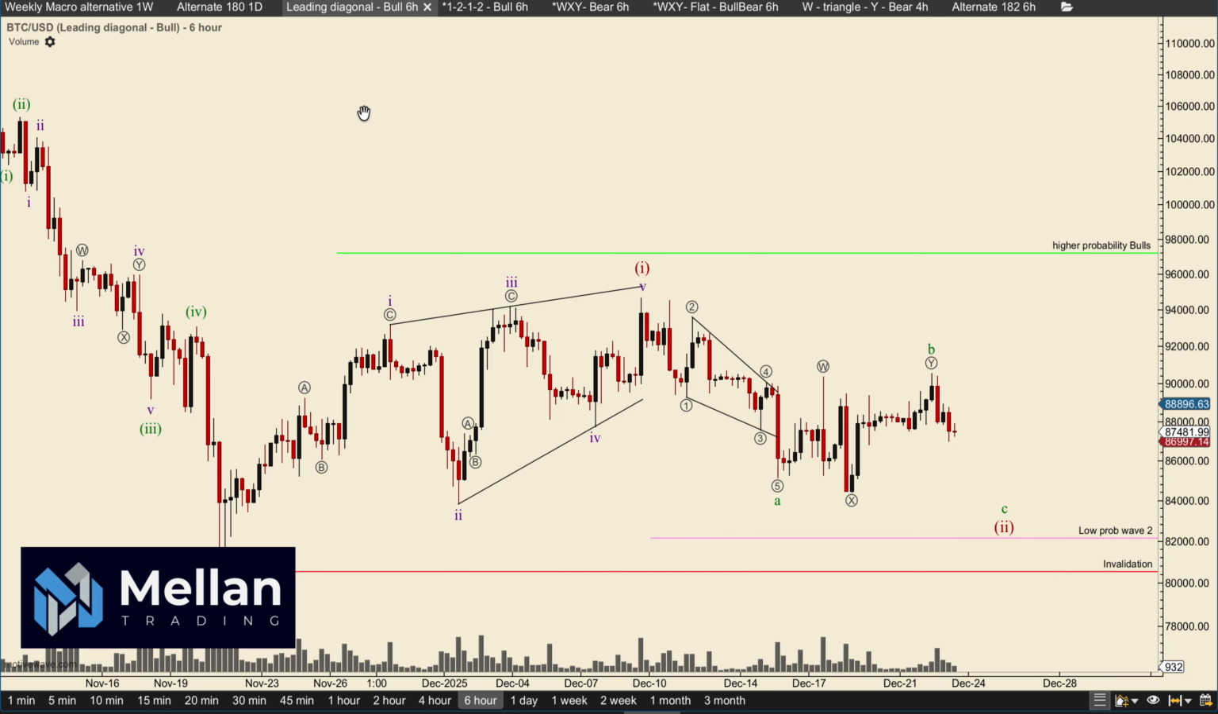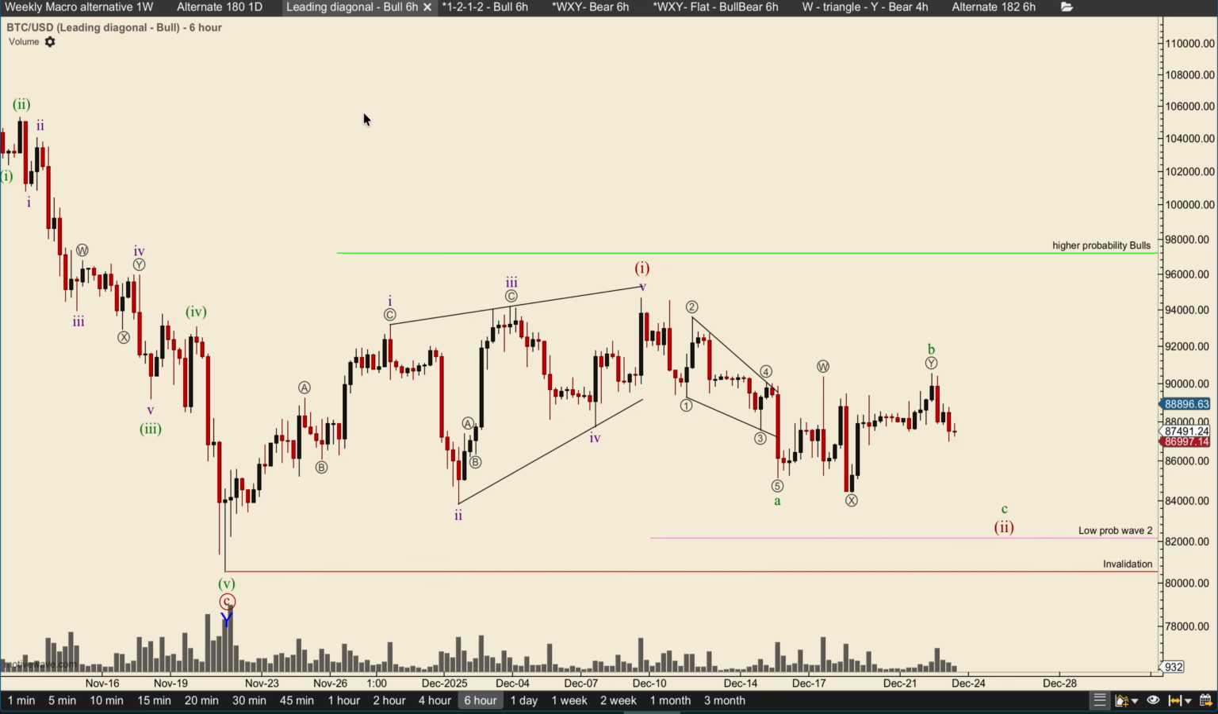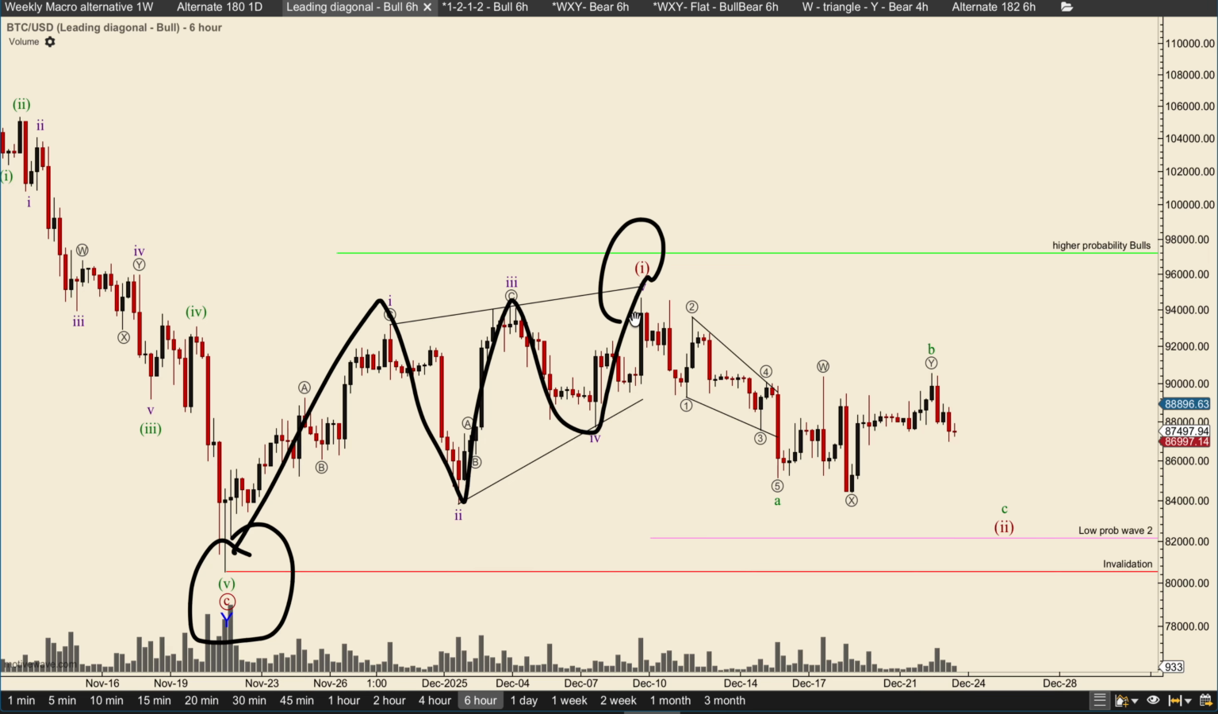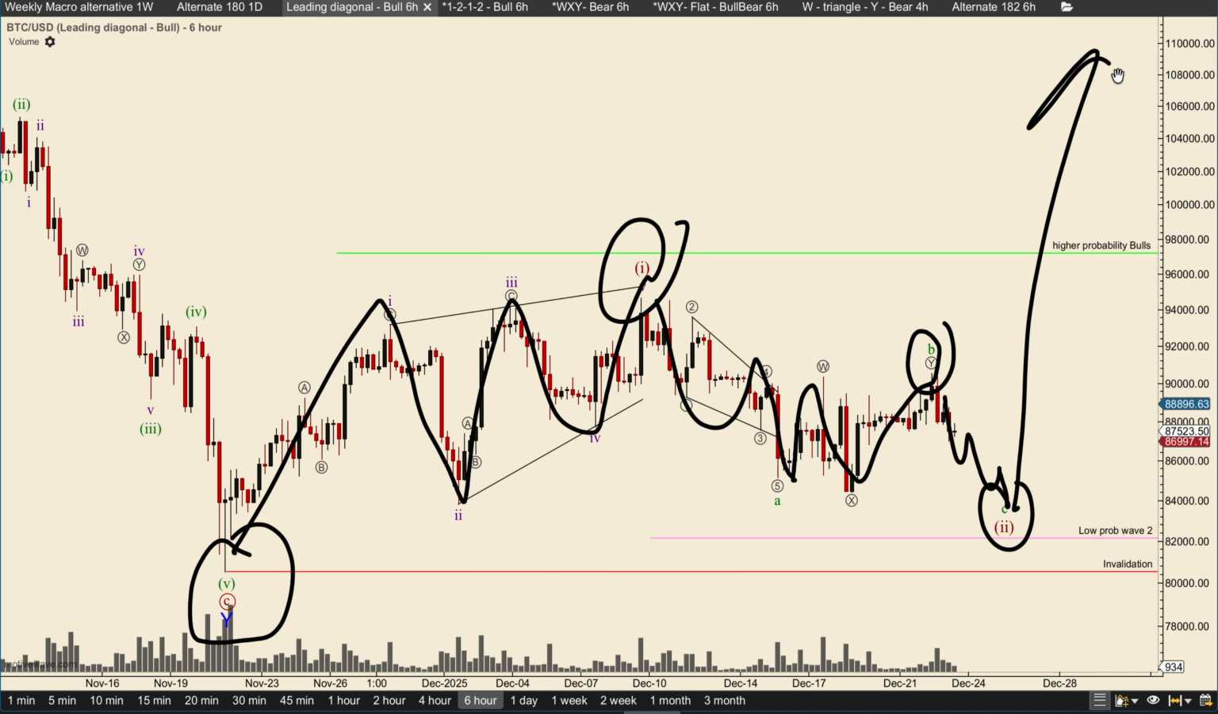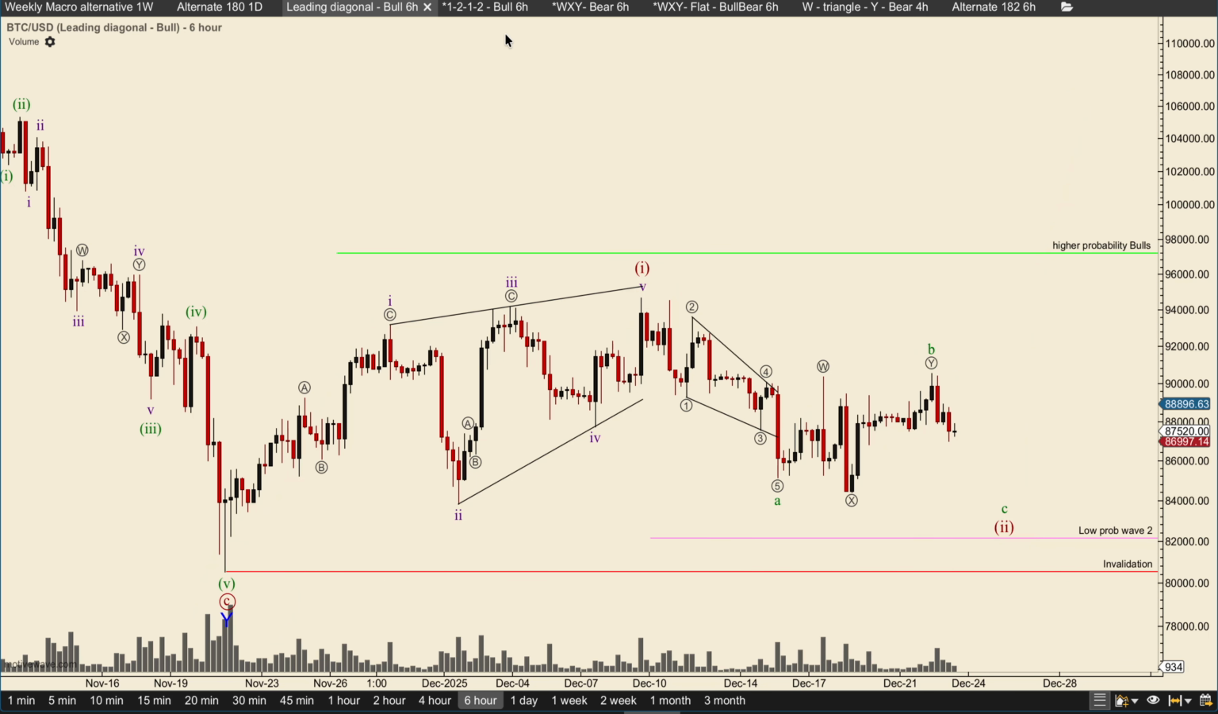Hello, let's take a look at my bearish and bullish scenarios for Bitcoin, starting with the bullish leading diagonal. Here we are counting this as a finished wave Y, looking for a 1, 2, 3, 4, 5 into a wave 1, ABC, A, WXY into B. Now looking for a 5-wave move to complete wave C and finish wave 2. After that we are moving up.